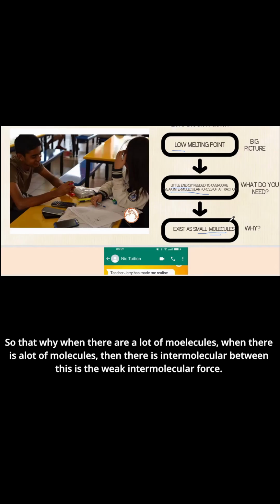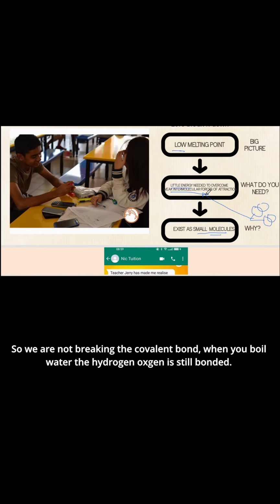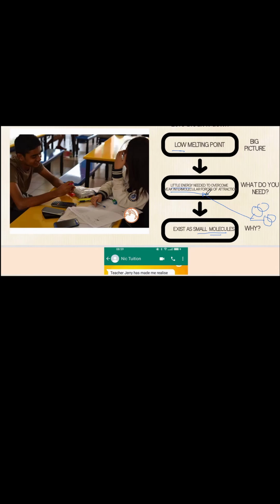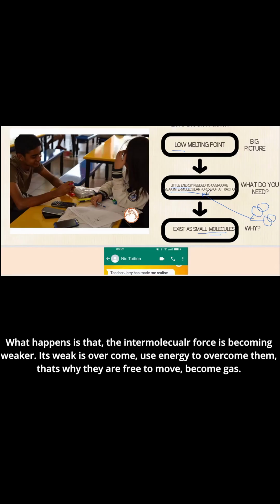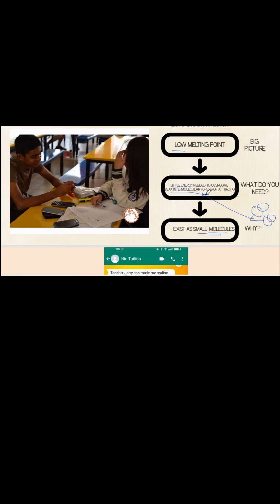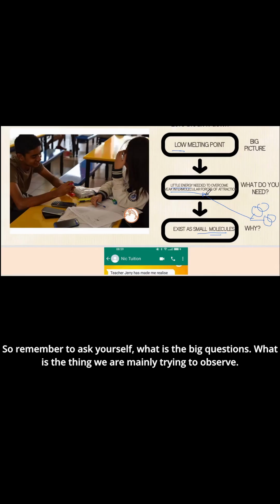So when there are a lot of molecules, there is intermolecular force between them, and this is the weak intermolecular force. So we are not breaking the covalent bond. When you boil water, the hydrogen and oxygen are still bonded. What happens is that the intermolecular force is overcome. It's weak, so we use energy to overcome it, and then that's why the molecules are free to move and become gas. So remember, ask yourself what the big question is.